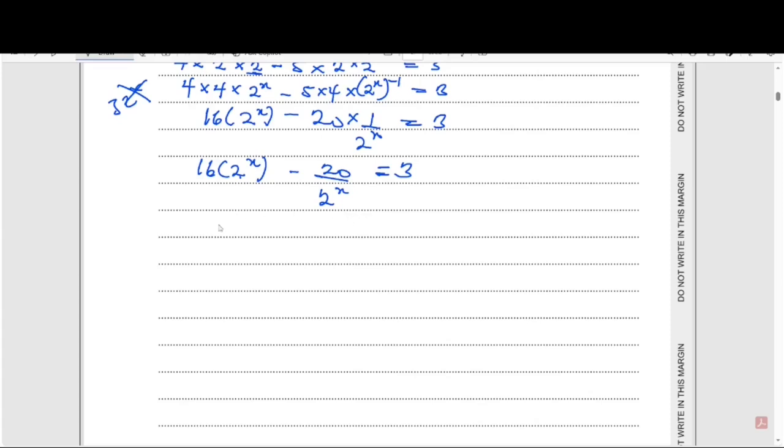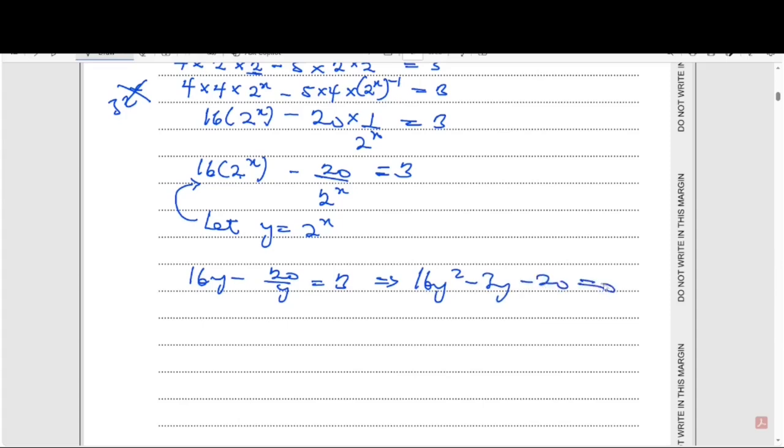What we're going to do is replace 2^x by any variable. So let's say y equals 2^x. We do substitution of this into the equation, and our equation becomes 16y minus 20 over y is equal to 3. You multiply by y to get a quadratic equation: 16y squared minus 3y minus 20 is equal to 0.